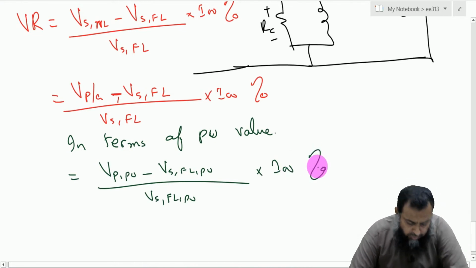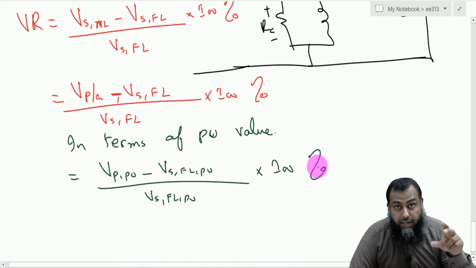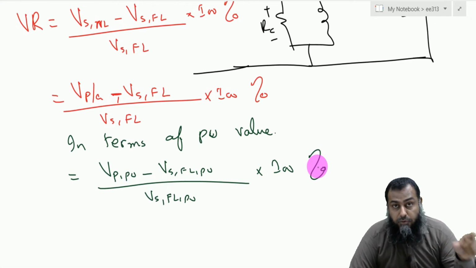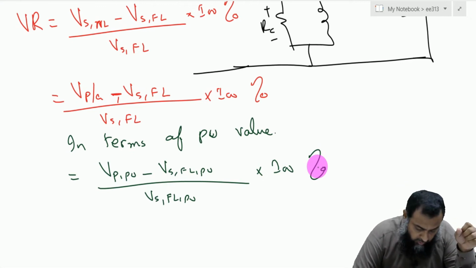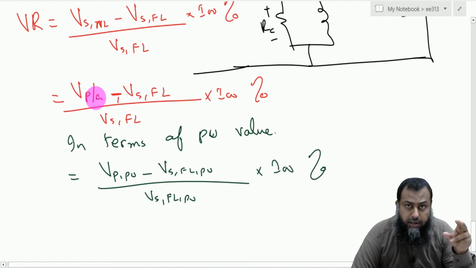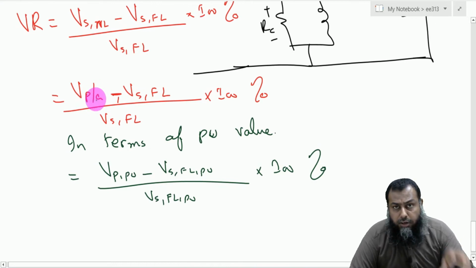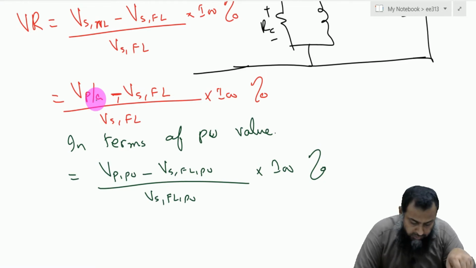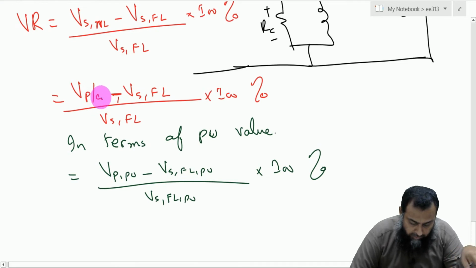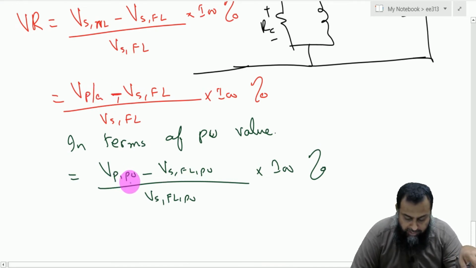As you can see here, because we have introduced the per unit system in the voltage regulation concept, this A is now removed, because whenever we operate in per unit quantities, this A is automatically included in the calculation while we work with the base values and the per unit values. So this A is gone, and we are only left with Vp per unit minus Vs full load per unit, divided by Vs full load per unit, multiplied by 100.